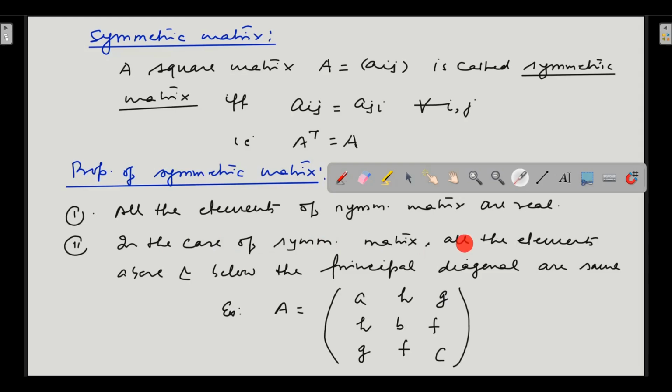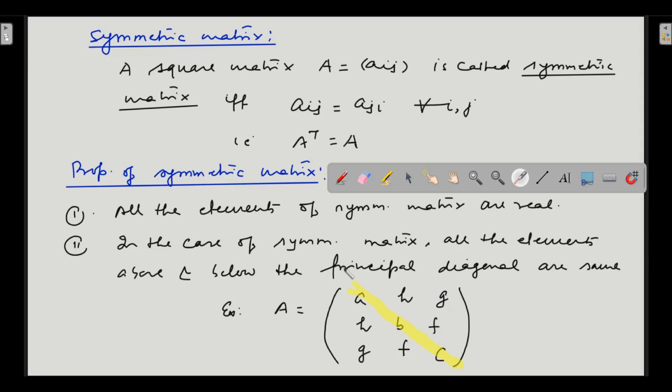In case of symmetric matrix, all the elements above and below the principal diagonal are same. This yellow colored diagonal is the principal diagonal. Now if we have a look at the corresponding elements on both sides of the diagonal, assume there is a mirror at the principal diagonal. So this element and this element are mirror image of each other. This element and this element are mirror image of each other. This element and this element are mirror image of each other.